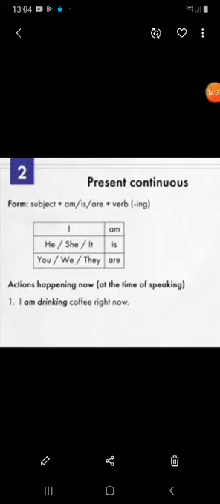right now. So this sentence shows the first use of the present continuous, to talk about actions happening now, at the time of speaking. Right now, if I'm speaking, so this will be my action and the time of action. So this is not a general statement. It's not about my coffee drinking habit. It's about what's happening at this moment when I'm drinking coffee.